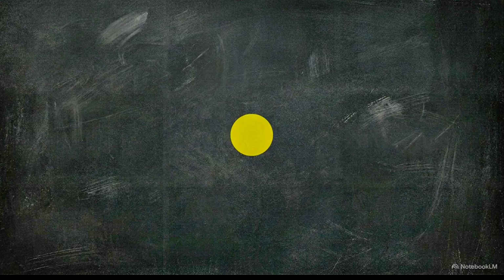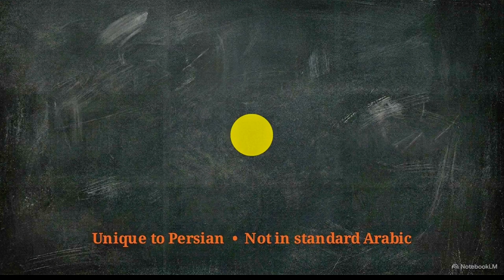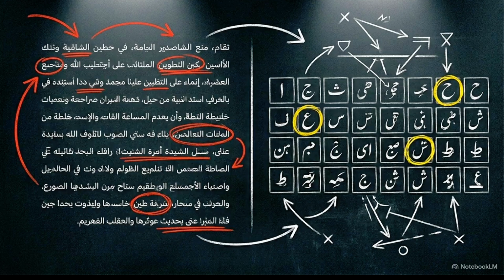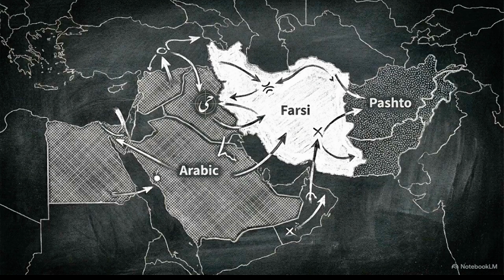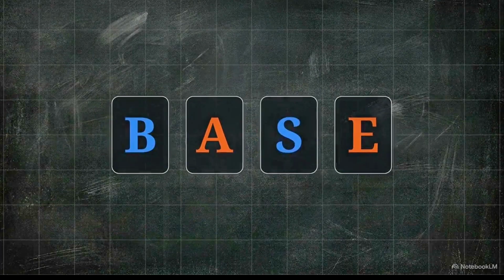As the grid expands to the complete 32-letter alphabet, notice these 4 highlighted letters: pe, che, ze, and gaf. These are unique to Persian and do not exist in Standard Arabic. Identifying these structural differences is the first step in distinguishing between the different scripts and languages you will encounter in the region.